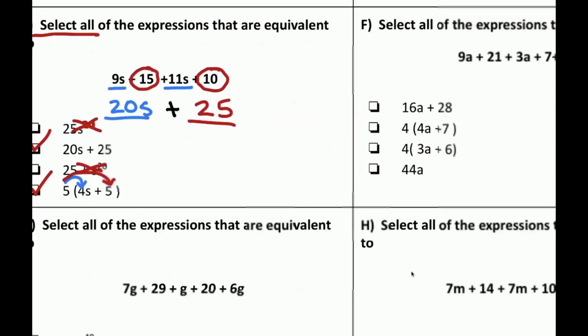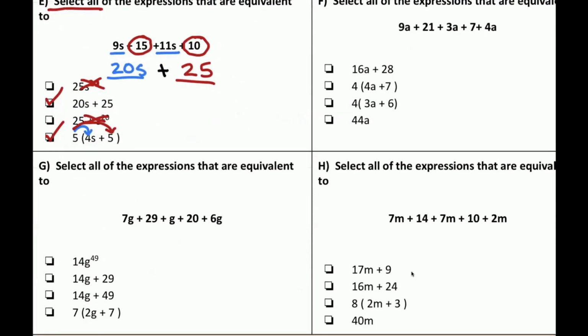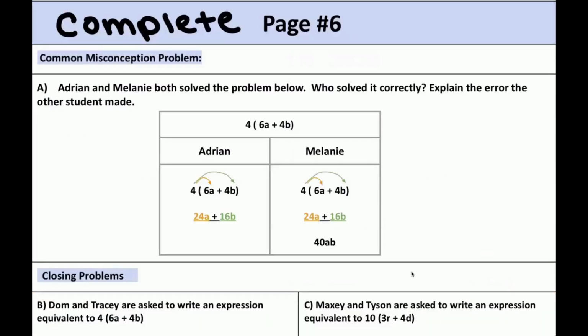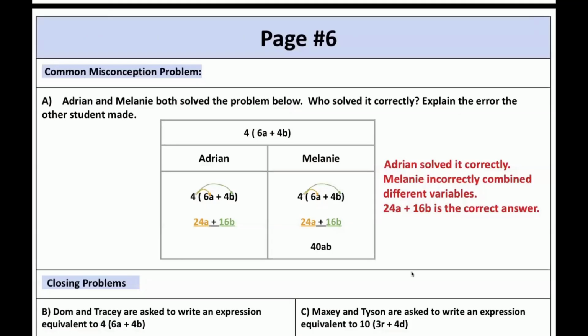Now that we've gone over those, make sure to check F, G, and H. Then, if your teacher is directing you to, get your teacher's initials. Go ahead and complete all of page 6, then come back to the video. This video won't go over all of the problems, but we will go over common misconception problem A. Check your work for problem A.